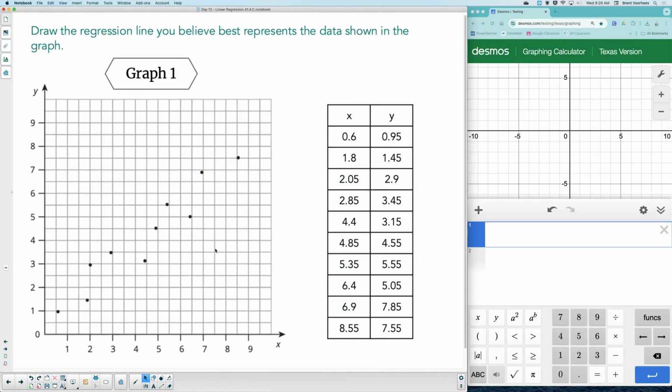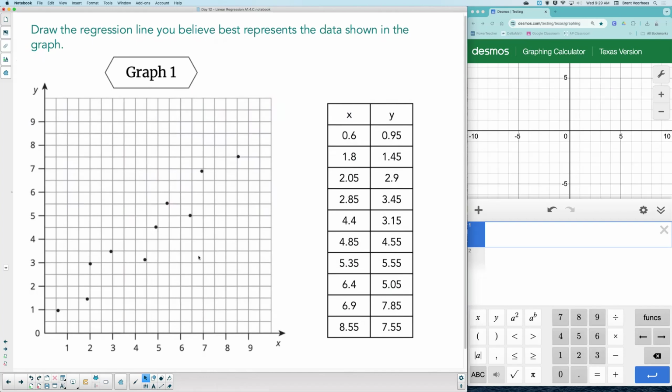So let's start with this first one. Here's what I want you to do. Each one of you take your ID badge and look at graph one, and I want you to, with your ID badge, put it where you think the middle of the dots are and draw your line across, okay? I'm going to give everyone a second to do this. Draw a line that you think best goes through the middle of all these dots.